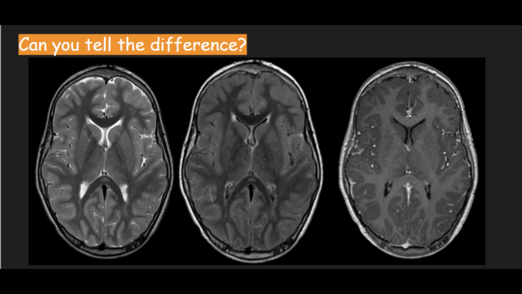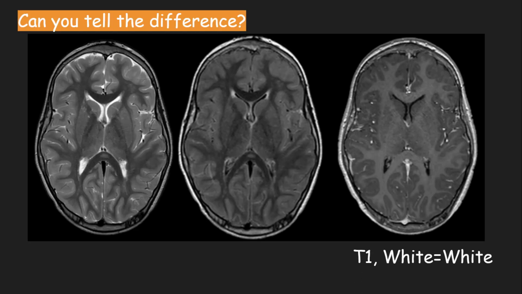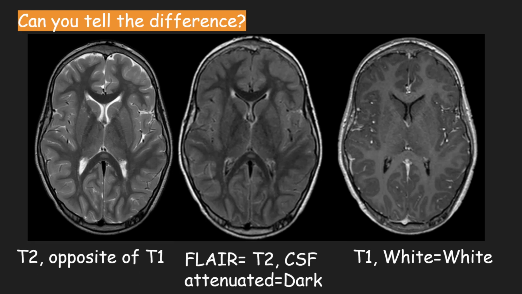remember, because their gray is gray, white is white, and CSF and the pathology of the brain appear dark, except when you use contrast. So you can infer T2 from T1. Having said that, and lastly, you know that FLAIR looks like T2, except fluid is attenuated, meaning it is dark.